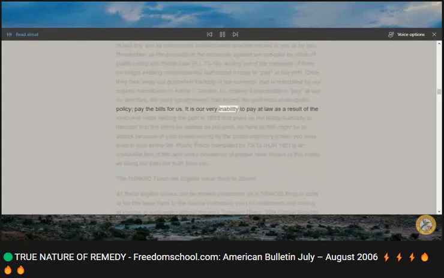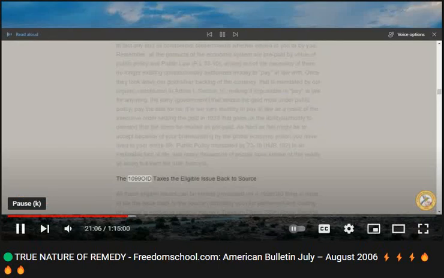It is our very inability to pay at law as a result of the executive order seizing the gold in 1933 that gives us the ability/authority to demand that the items be treated as prepaid. As hard as this might be to accept because of your brainwashing by the global economy prison you have lived in your entire life, public policy mandated by 73-10, HJR 192, is an irrefutable fact of life, and many thousands of people have known of this reality all along but kept the truth from you.